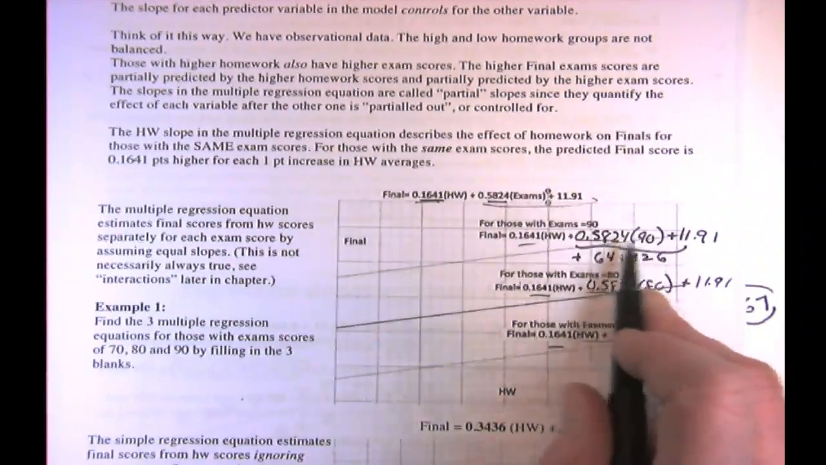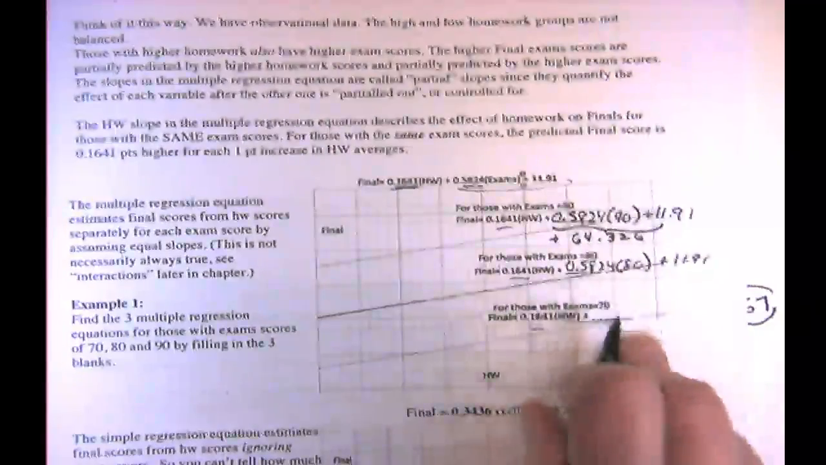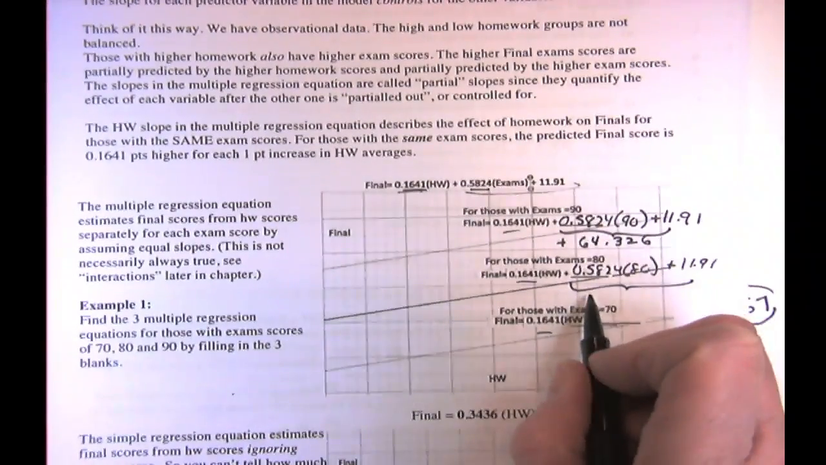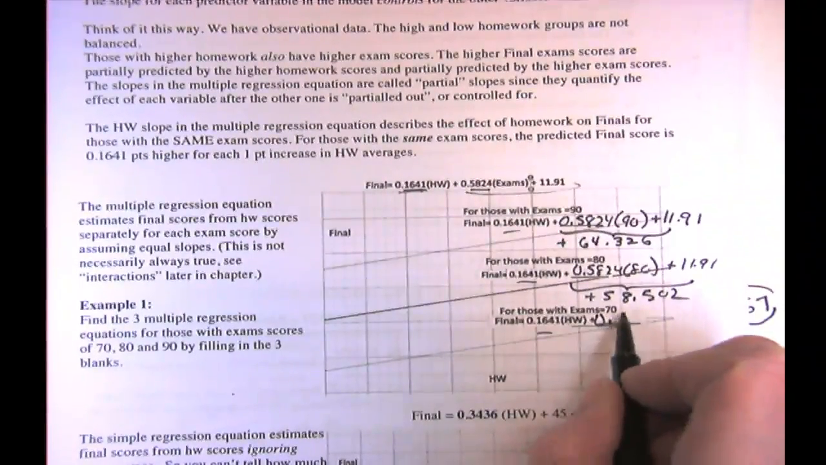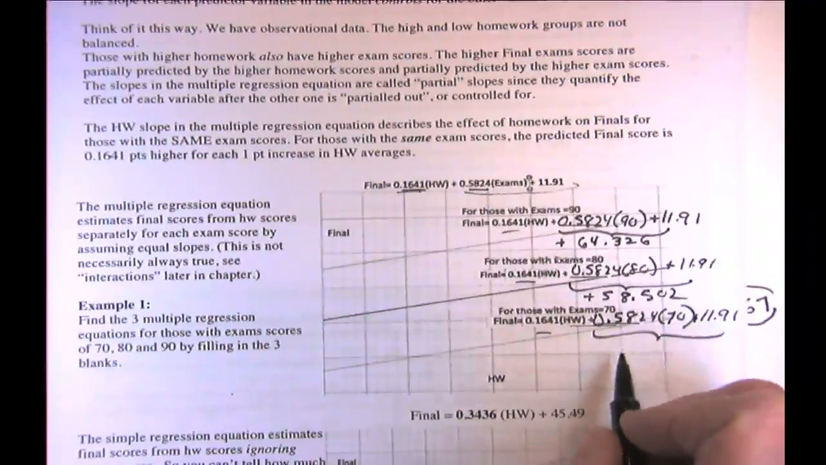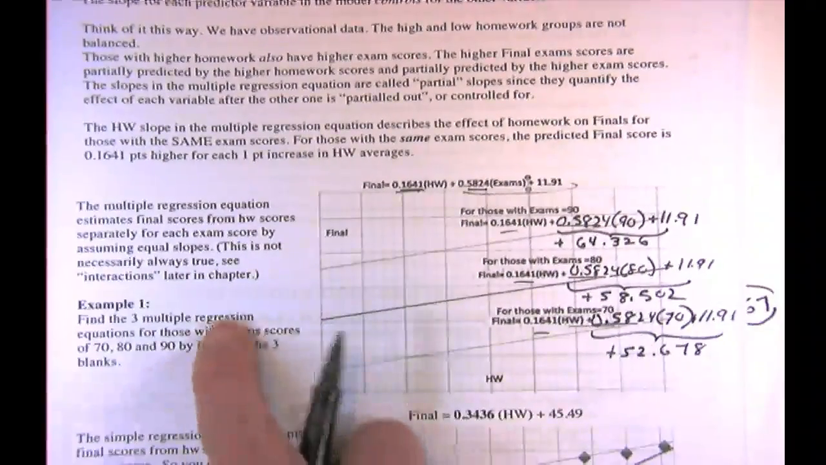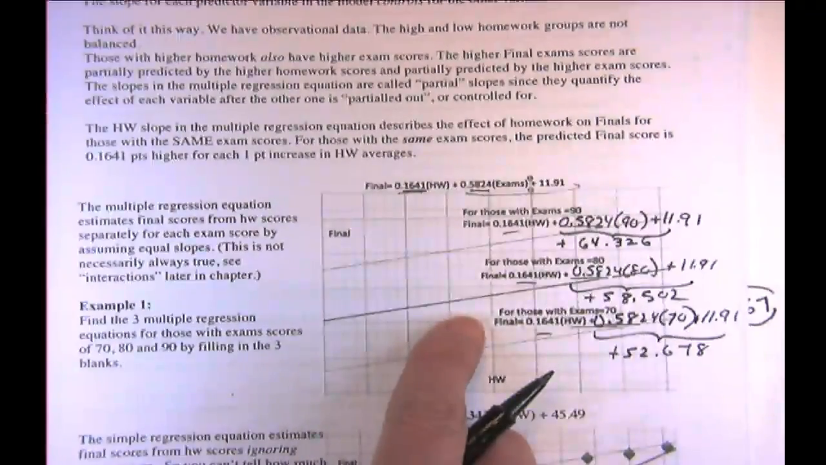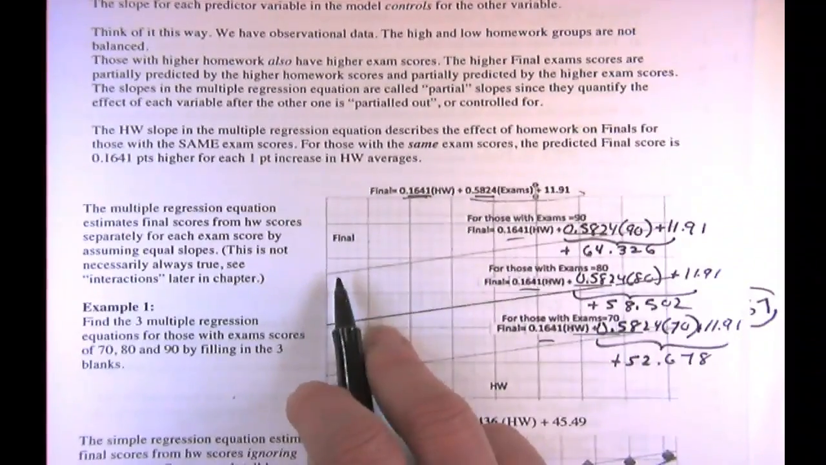So that's a difference, a drop of what? 90 to 80 is a drop of 10 times 0.5824. So this one will just be 5.824 less. Subtract 5.824 off of that, and we get plus 58.502. And this last one is, of course, a different intercept, all with the same slope. So the three multiple regression equations over here are those with different exam scores, but all of them say that the effect of homework's the same. That might or might not be true, but that's what multiple regression does. It forces the same slopes here.